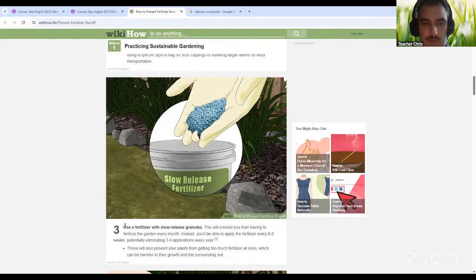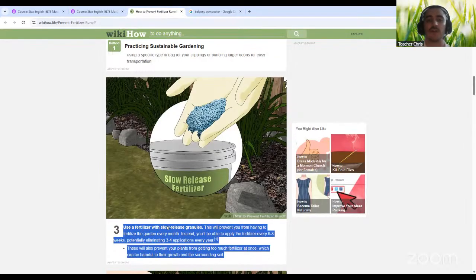Another way to prevent fertilizer runoff is slow release fertilizer, which doesn't just wash away very quickly. It's released slowly, very gradually.